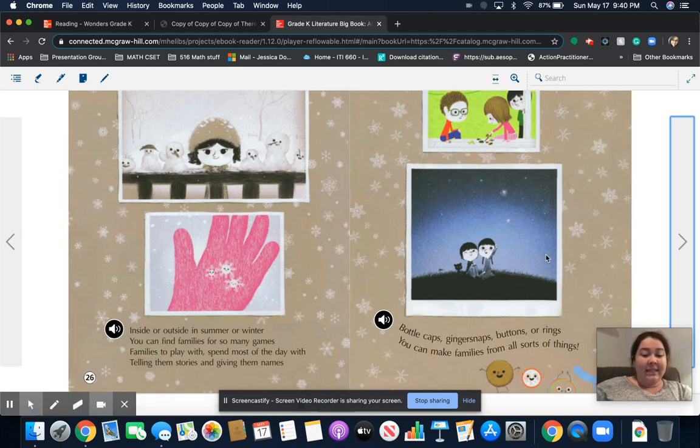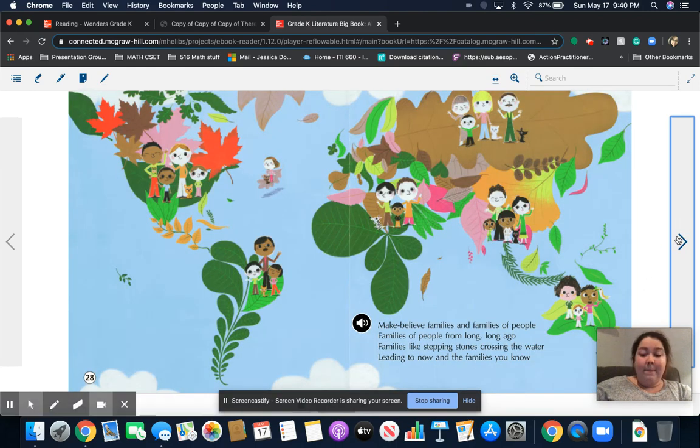Inside or outside, in summer or winter, you can find families for so many games. Families to play with, spend most of the day with, telling them stories and giving them names. Bottle caps, ginger snaps, buttons, or rings. You can make families from all sorts of things. Make-believe families and families of people. Families of people from long, long ago. Families like stepping stones crossing the water, leading to now and the families you know.